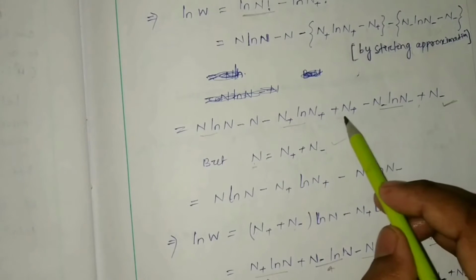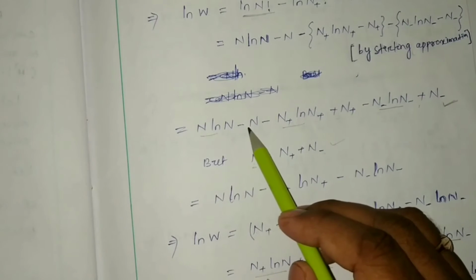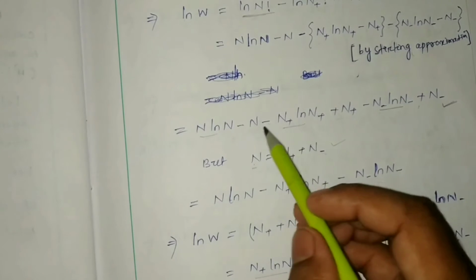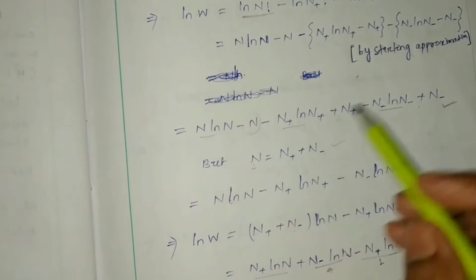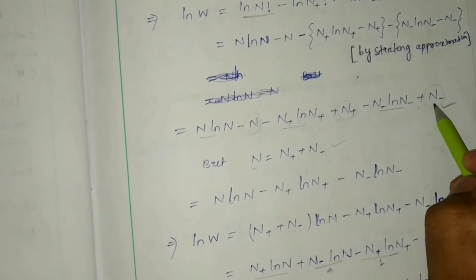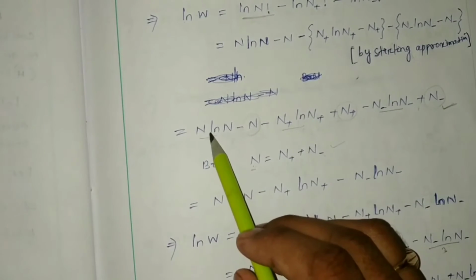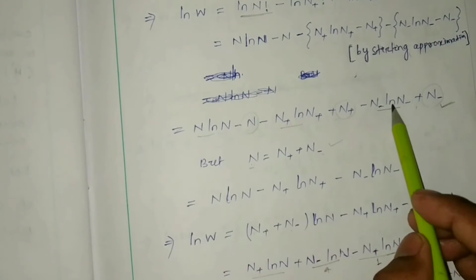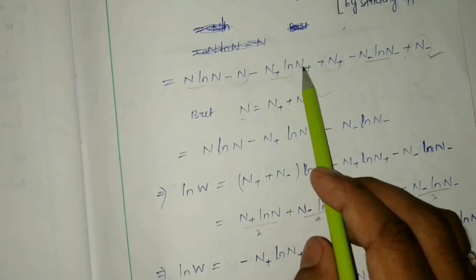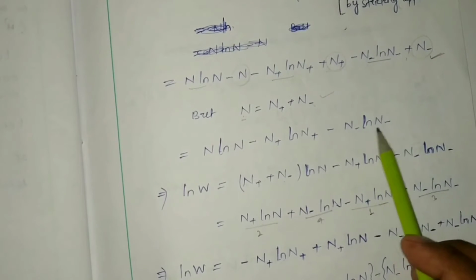Instead of n plus n minus, we can write n, and minus n is already there, so both will get cancelled. For the rest of the terms, this term and this term are going to be cancelled, because n plus n minus is nothing but n, and here is the minus n, so it got cancelled. We are left with only these three terms: n ln n minus n plus ln n plus minus ln n minus n minus ln n minus.